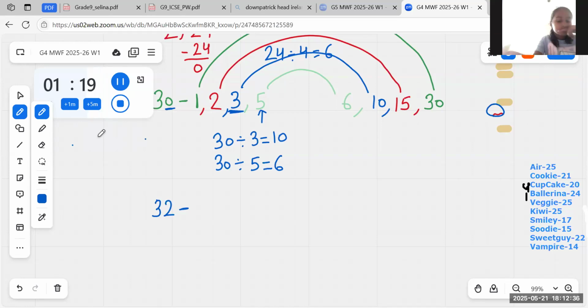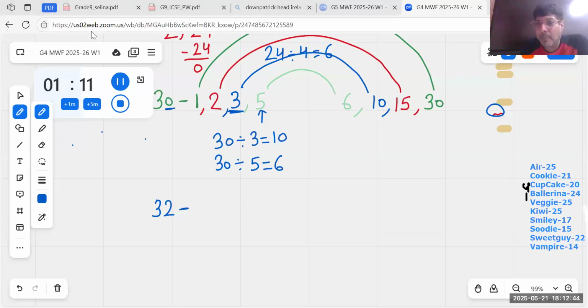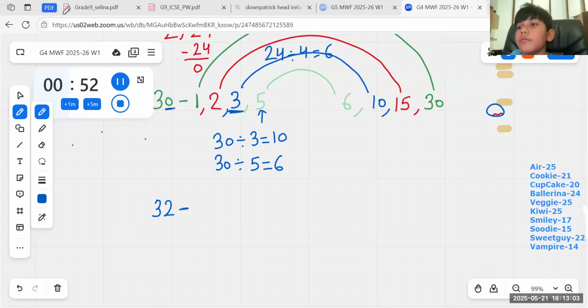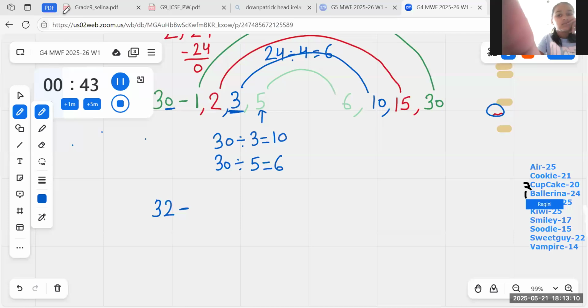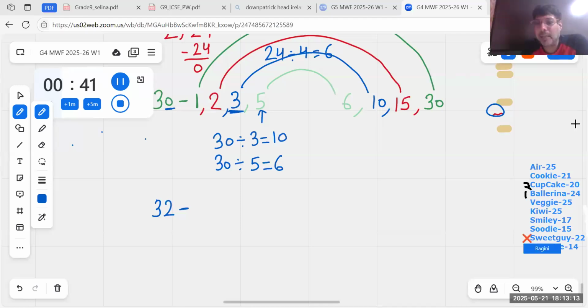Sir, she is gone. So Cupcake, 4 answers. Oh, sweet guy. Thanks, Cookie and Vampire, for the overtime. We all are doing overtime. Sir, I have sent it to Ragini ma'am. Ragini ma'am is checking.